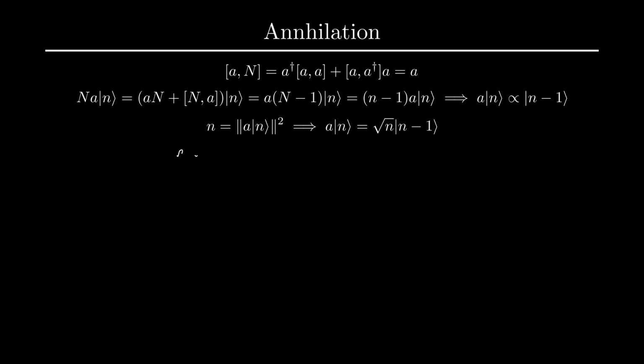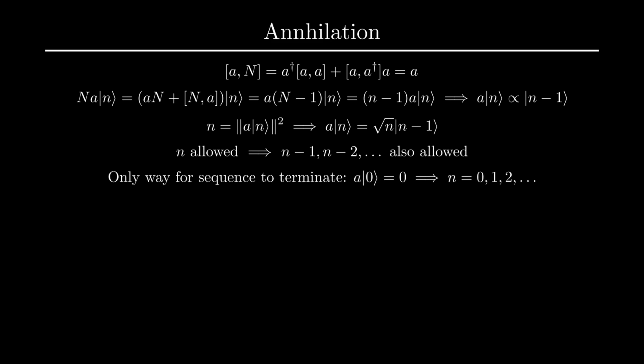We can then chain this over and over, decrementing the eigenstate each time. Therefore, we have that if n is an eigenvalue of big N, then so are n minus 1, n minus 2, and so on and so forth. However, we know that the only allowed eigenvalues are greater than or equal to 0, meaning that the sequence must terminate at some point. This can only happen if the coefficient of the state produced by a ends up being 0. This occurs only when we apply a exactly to the state where n equals 0. Therefore, we have that the only allowed eigenvalues for N are non-negative integers, n equals 0, 1, 2, etc.